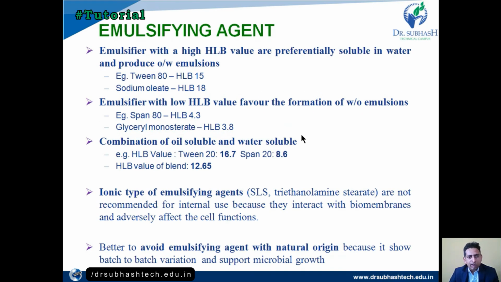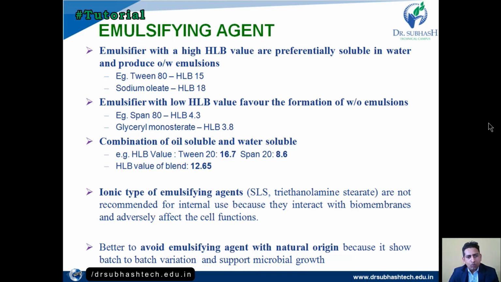Another is an emulsifier with a high HLB, hydrophilic lipophilic balance, which is preferentially soluble in water and produces oil in water emulsion. For example, Tween 80, which has an HLB of 15, and sodium oleate, which has an HLB of 18. Then an emulsifier with a low HLB value favors the formation of water in oil emulsion. For example, Span, which has an HLB value of 4.3, and glyceryl monostearate, which has an HLB of 3.8.